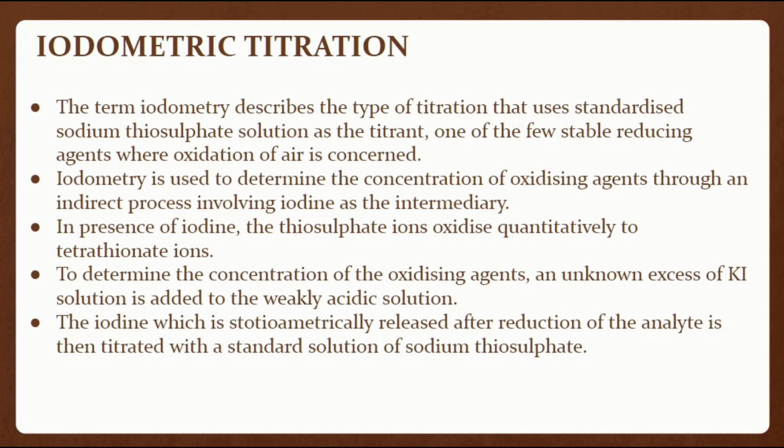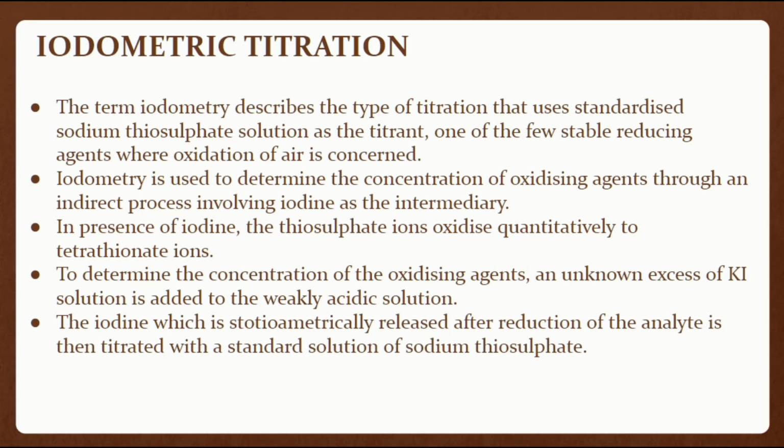Iodometric titrations. The term iodometry describes the type of titration that uses standardized sodium thiosulfate solution as the titrant, one of the few stable reducing agents where oxidation by air is concerned. Iodometry is used to determine the concentration of oxidizing agents through an indirect process involving iodine as the intermediary. In the presence of iodine, the thiosulfate ions oxidize quantitatively to tetrathionate ions.